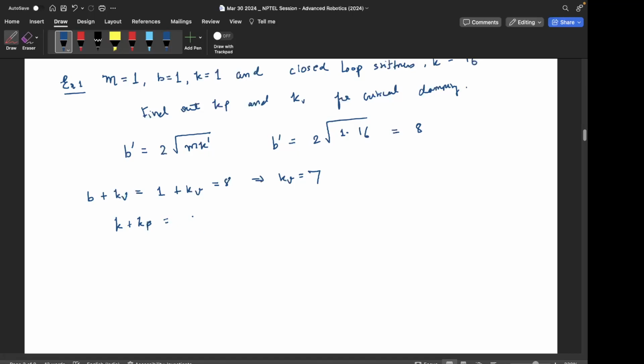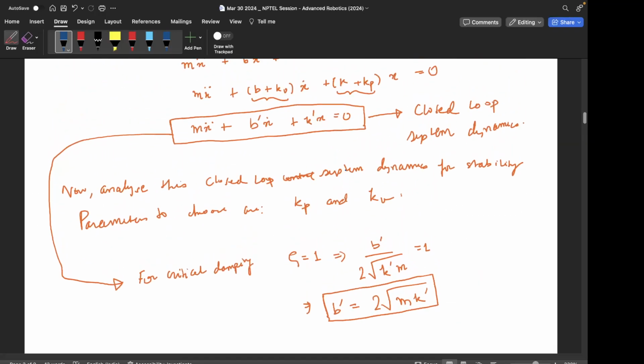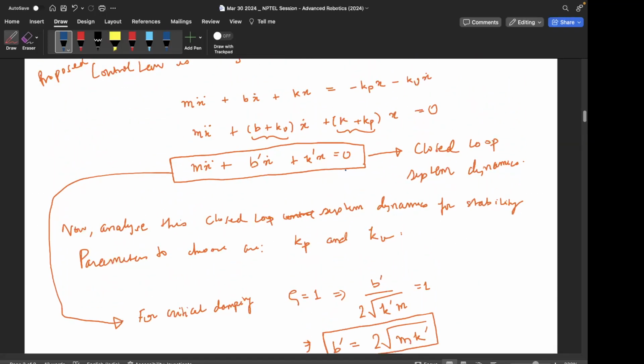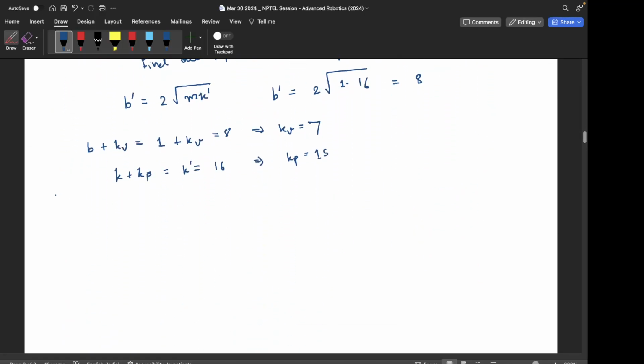So k plus kp is k dash, which is 16, so Kp comes out to be 15. So very easily, by relating to the analysis of our second order differential equations, we can find out the gain values for a stable control law.